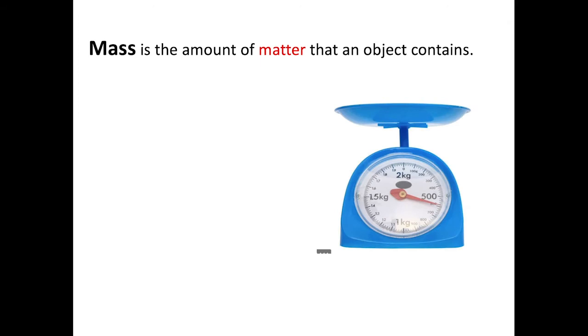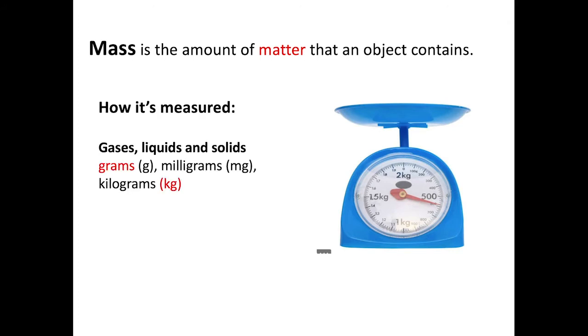So we've talked a little bit about volume. Now we're going to talk a little bit about mass. Mass is the amount of matter that an object contains. So we think of this as the weight, the heaviness of the object. How we typically measure it is with a scale. This is one example of a scale.